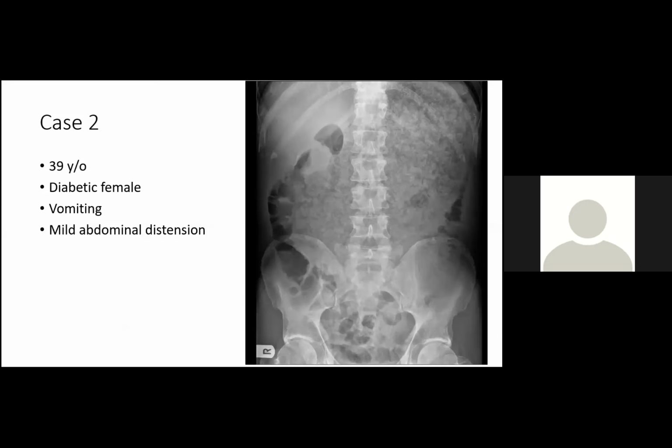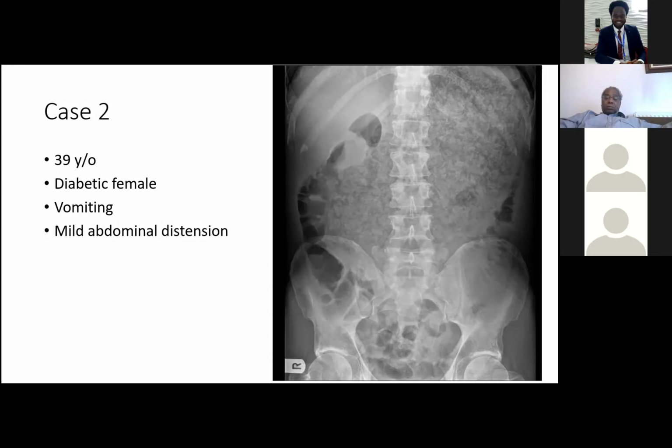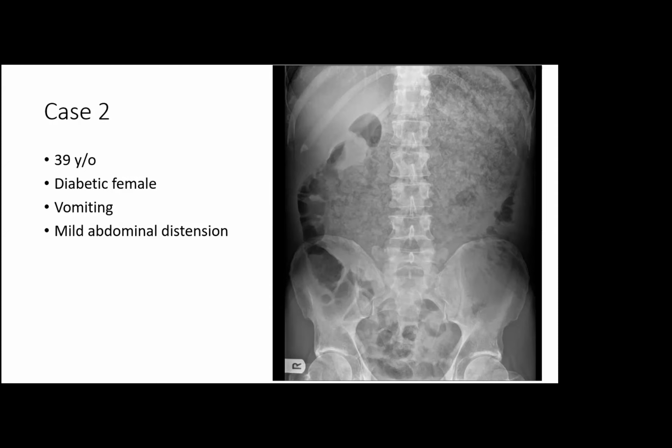Second case, this is a 39-year-old female who was diabetic, and she came in with vomiting over a few days and had not had any other imaging up until that point. And so this was an X-ray done in the middle of the night to try and investigate the vomiting. I think also on examination, the clinicians noted that she also had abdominal distension. So again, can anybody spot anything on this examination?